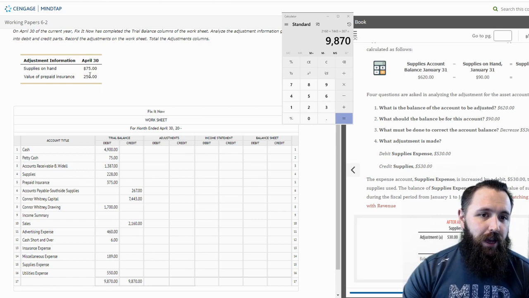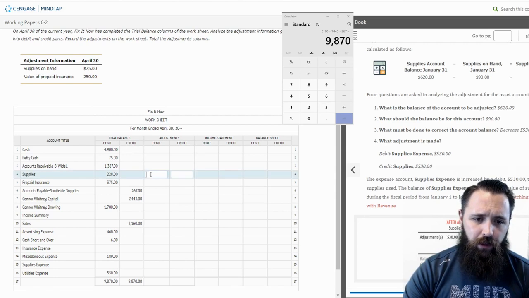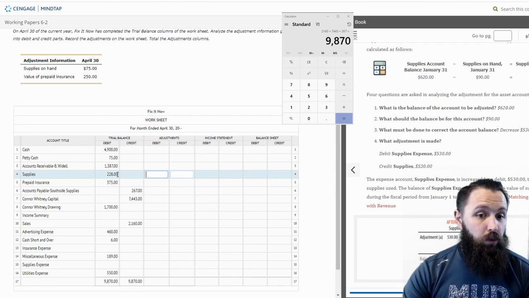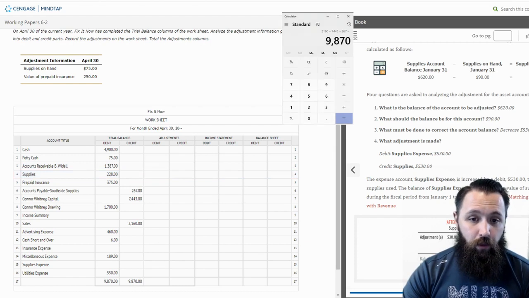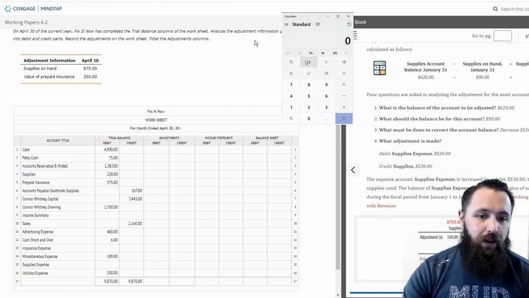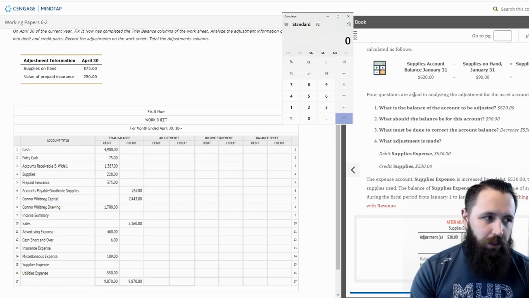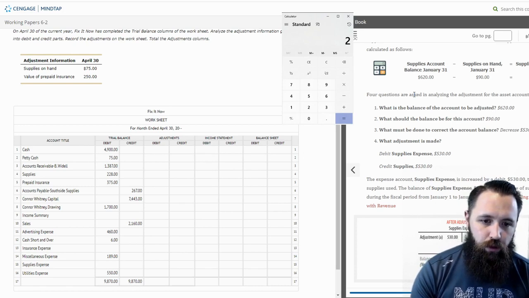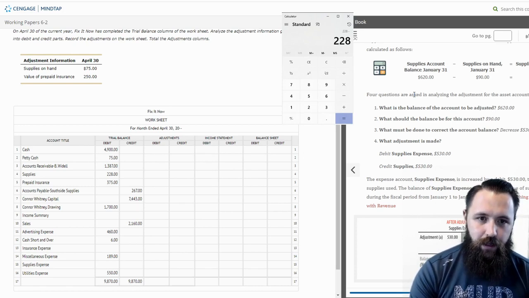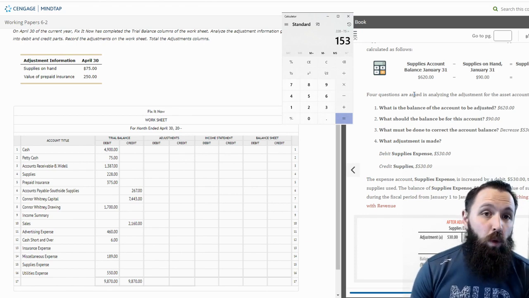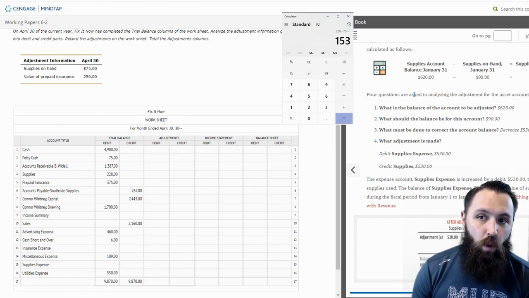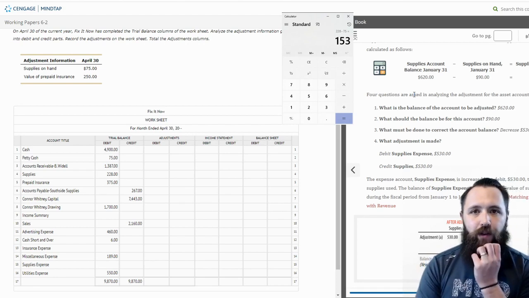Supplies on hand at the end of the month is $75. Let's take a look at our supplies over here. Our supplies was $228 on our trial balance when we filled it out on April 30th. Now that we counted our supplies, let's find the difference between them. So 228 minus the 75 equals 153, right? So that's 153.